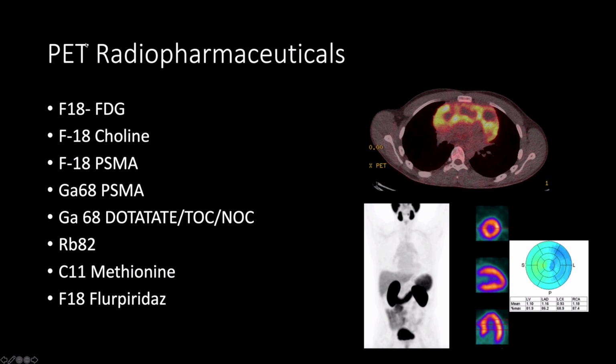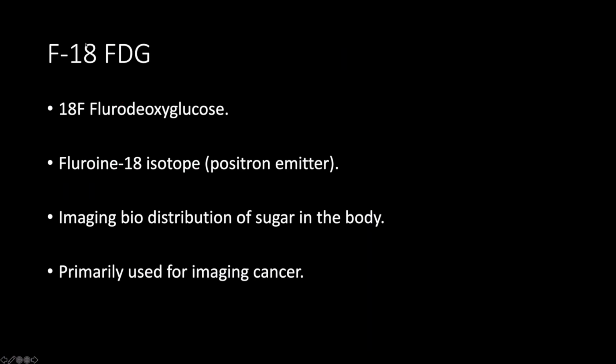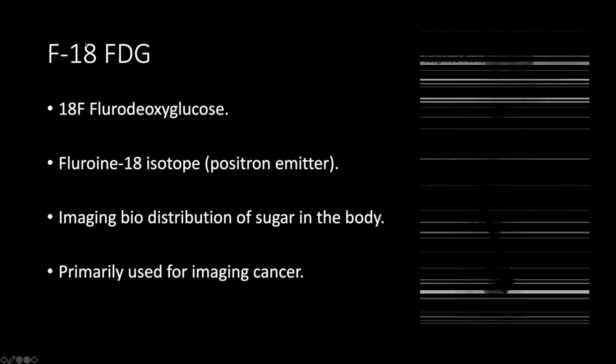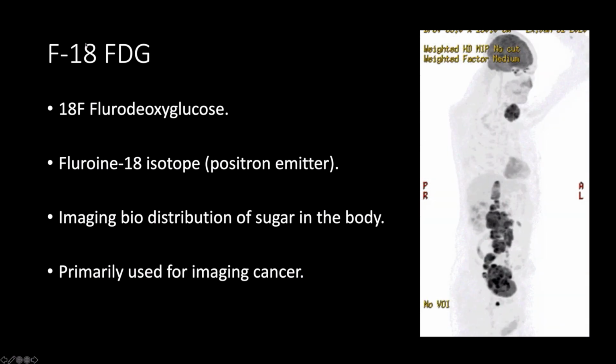And there are lots of different PET radiopharmaceuticals out there for all sorts of different uses. But for the purpose of this talk, we're going to concentrate on F18 FDG. This is the most commonly used PET isotope in the UK and has a wide range of uses, and it is very important to become familiar with this. So fluorine-18 FDG is, in the long term, fluorodeoxyglucose labelled with a fluorine-18 isotope. So fluorine-18 is the positron emitter, and it is essentially a fancy way of imaging the biodistribution of sugar in the body. And so it has very good applications for imaging cancer.